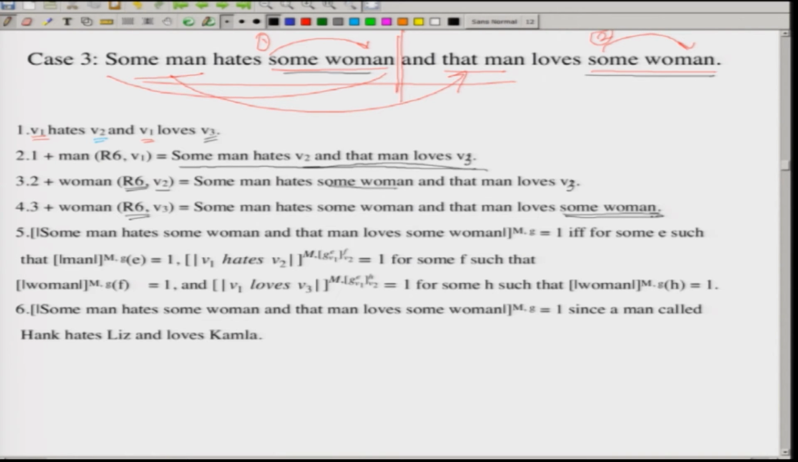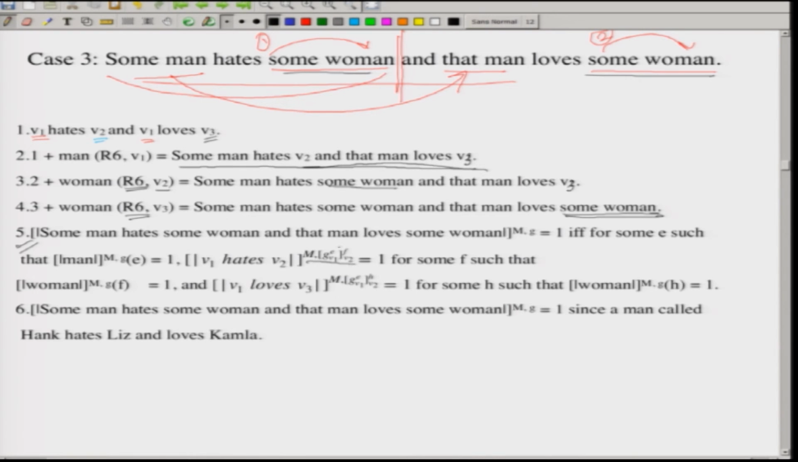So finally we compute the whole thing together. Here is a slight change we can see. We are at step 5. "Some man hates some woman and that man loves some woman" is 1. What is the truth condition? If and only if for some E such that E is a man, V1 hates V2 with respect to M, G E V1 F V2 is 1 for some F such that F is a woman.